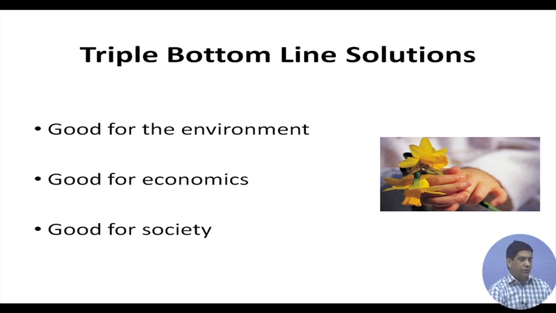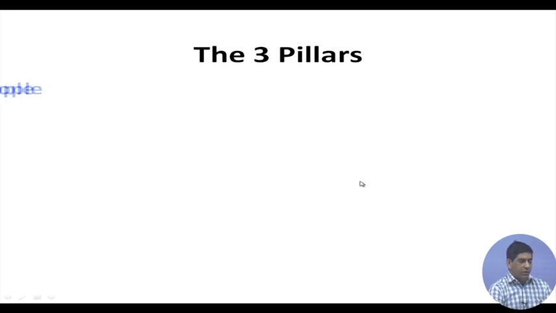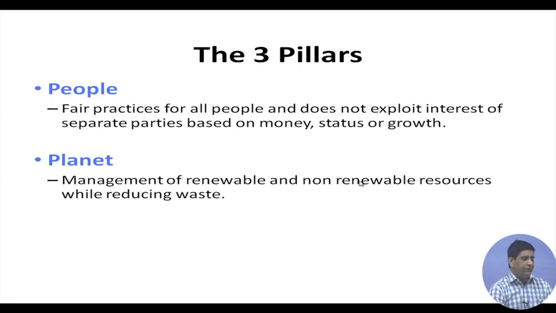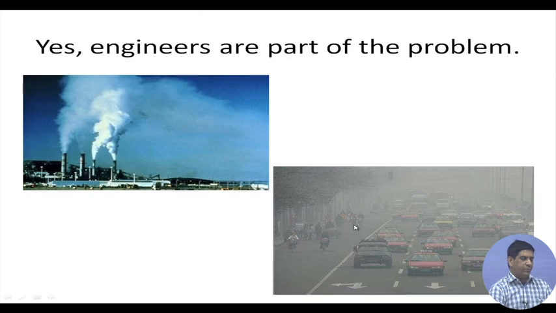You have to optimize a solution which can be used, and that's where you look at the whole life cycle or sustainability aspect, with environmental protection and resource conservation, at the same time economic prosperity and social well-being. So the three pillars are people, planet, and profit, that is social, environmental, and economic. People means fair practice for all, not exploiting the interests of separate parties based on money, status, or growth. Planet is the environmental management of renewable and non-renewable sources. Profit is financial benefit, the economic aspect.